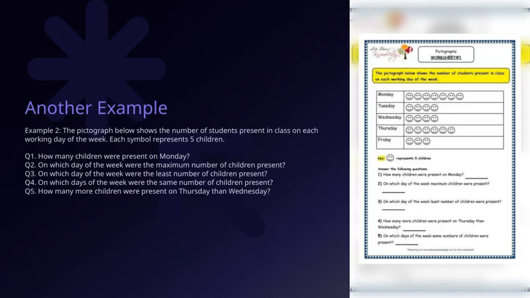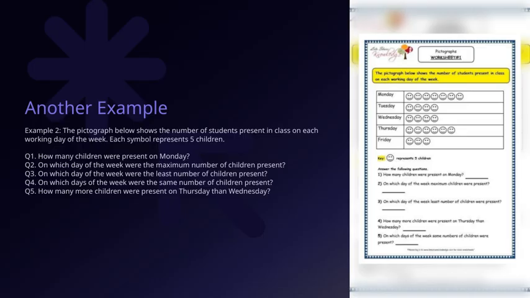The second question is, on which day of the week were the maximum number of children present? Here, we compare the symbols across all days to see which day has the most. Similarly, the third question asks, on which day were the least children present? So, we look for the day with the fewest symbols. The fourth question is about identifying days where the same number of children were present. So, we look for days with an equal number of symbols.